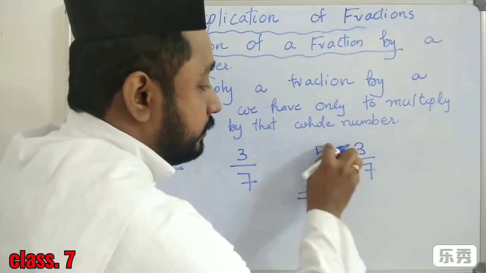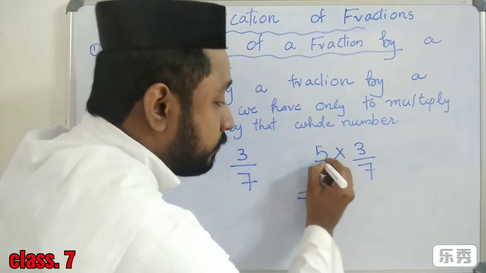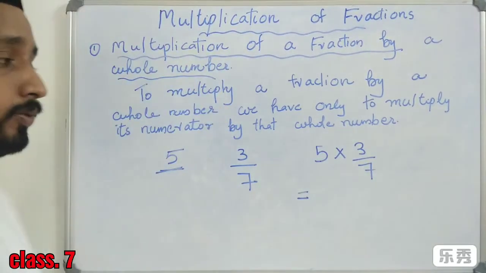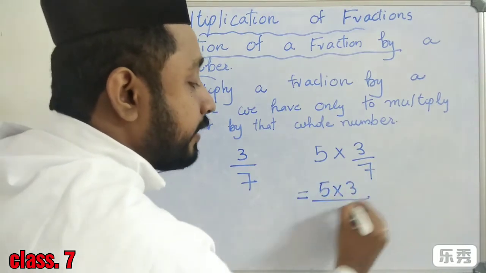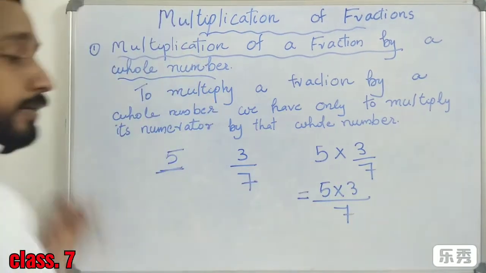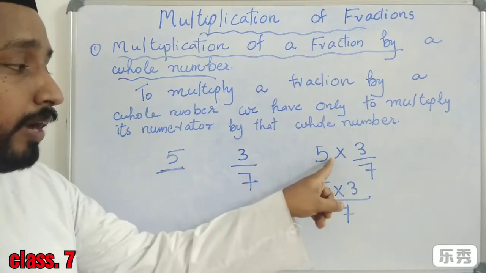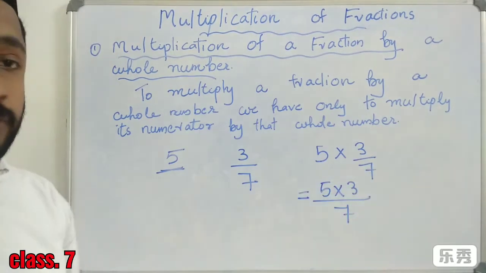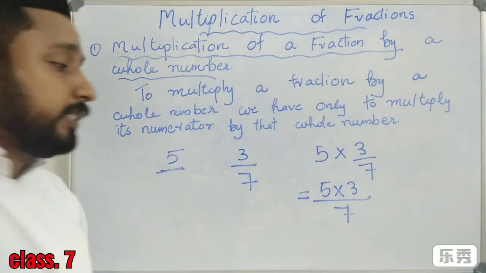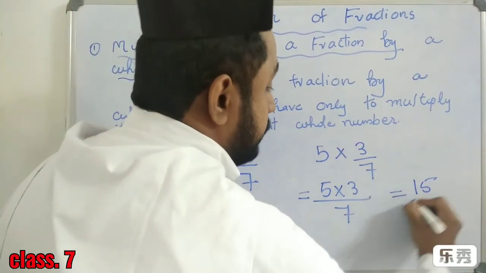5 is the whole number, and 3 by 7 is a fraction. Multiply this whole number with the numerator. So 5 into 3 and the denominator 7. So 5 into 3 by 7 means multiply 5 with the numerator and keep the denominator 7 itself. So 5 into 3 by 7 is equal to 5 into 3, 15 by 7.